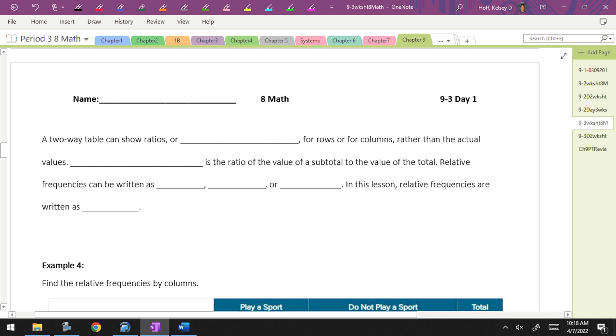So as much as that data is great to have in there, what do you do with it? A two-way table can show ratios or relative frequencies, rather than the actual values. How often does something happen? So frequency is the amount of it happening. Okay?